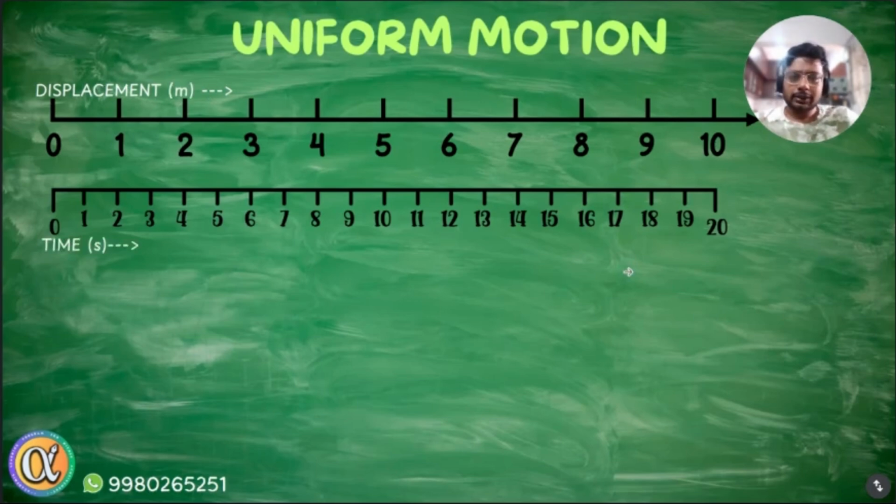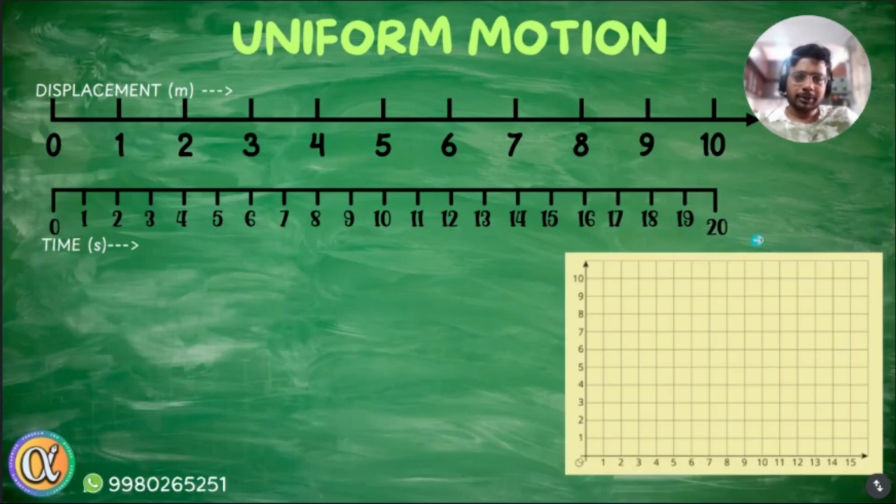The lower line which you see is for time, and time is changing from 0, 1, 2, 3, 4, 5, 6, and this measurement is given in seconds. Clear? We have a graph paper on which we are going to plot the displacement versus time relation. I'm simultaneously going to demonstrate how the actual car is moving and how the displacement time graph looks for a uniform motion.